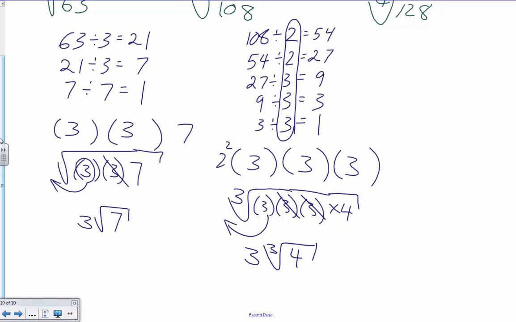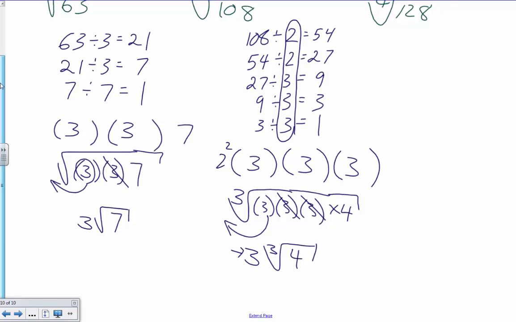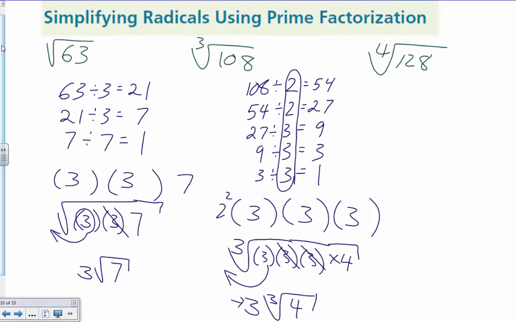That is a simplified answer. I can't do anything with the third root of 4. I don't know what it is, so it stays as irrational. But I did know that the third root of 27 was 3.